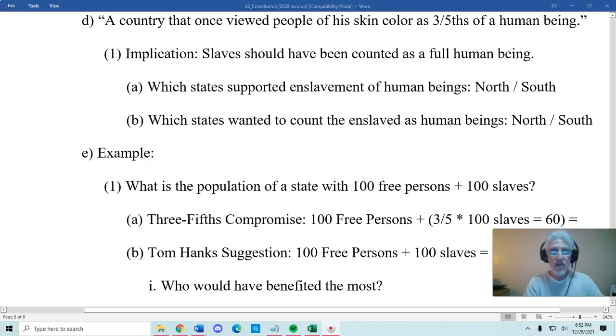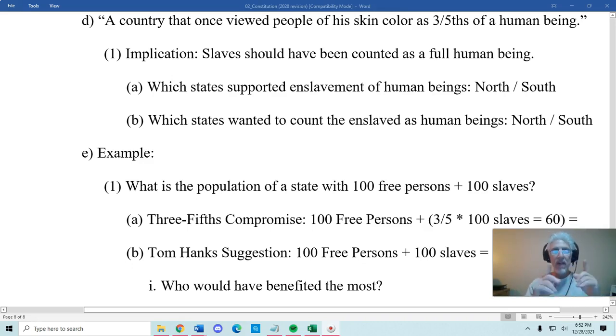And the implication of his statement, and probably what a lot of you learned in high school, was that it would have been better if slaves had been counted as a full human being. That would have been preferential. Now keep in mind, slaves were slaves. No matter how they were counted, they weren't treated humanely. They were killed with impunity. They were treated as property. They had zero rights whatsoever.